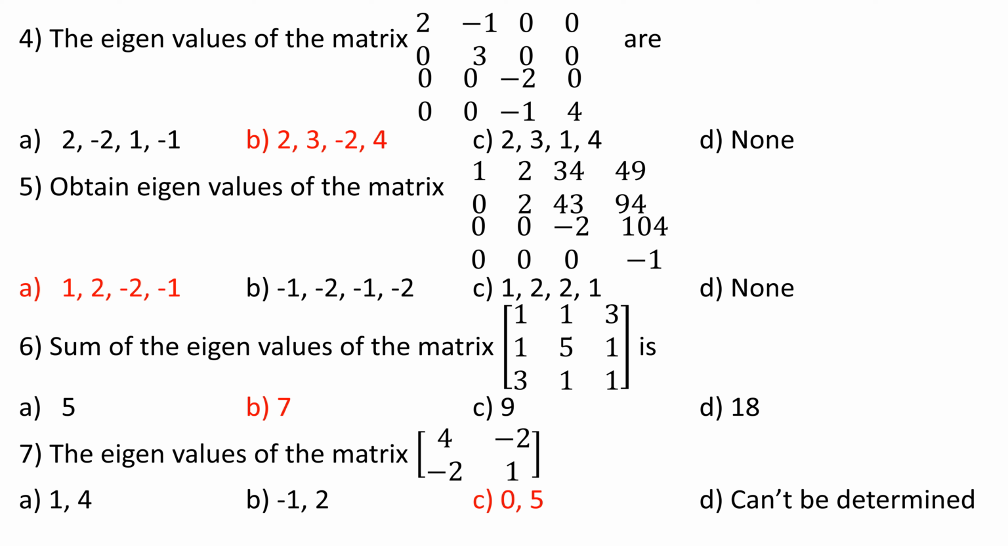So A or B, A or C, either A or C is correct. Now we have to identify the determinant. It is a 2 by 2 matrix, so it is very easy. So 4 into 1, minus minus get cancelled, and minus 4, so 4 minus 4 is 0. So clearly the determinant value is 0, which means one eigenvalue is 0, so the other eigenvalue is 5. So option C is correct.